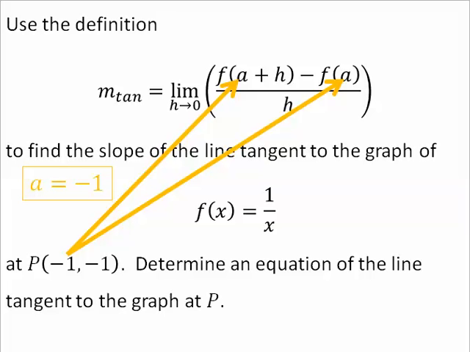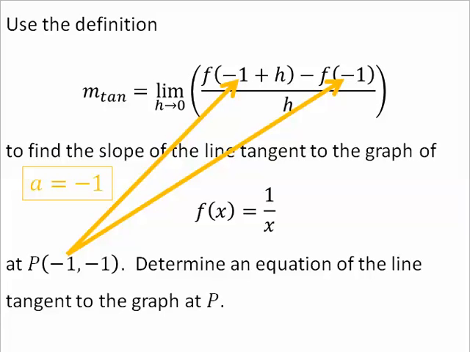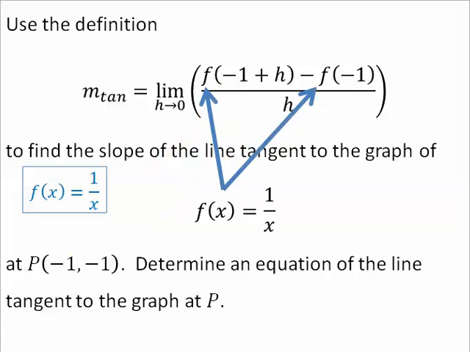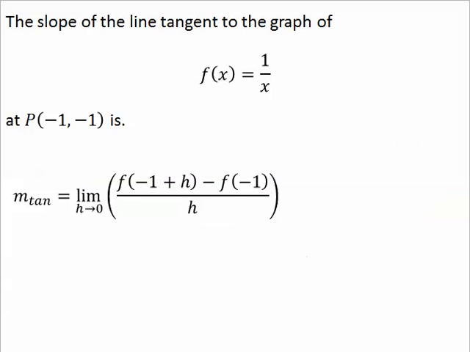First, we recognize that a is equal to -1, so in the formula we replace a with -1. Next, we look at f of x. Now what does f of x do to what it sees? Whatever it sees ends up in the denominator. So if it sees x, then f of x is 1 over x. If it sees -1 plus h, then f of -1 plus h is 1 over -1 plus h. So when we go to rewrite the formula using f of x, this is what we get.